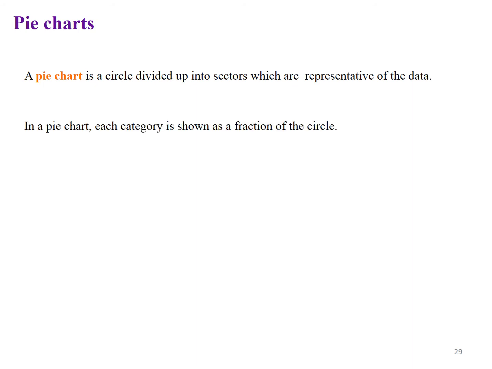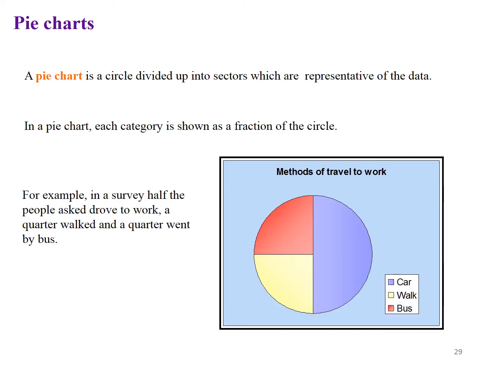A pie chart is divided up into sectors which are representative of the data. In a pie chart, each category is shown as a fraction of a circle. So for example, in a survey, half of the people asked drove to work, a quarter walked, and a quarter went by bus. Half means 180 of the total 360 degrees, and a quarter means 90 degrees. This is also 90 degrees. This is a simple pie chart, or pie diagram.